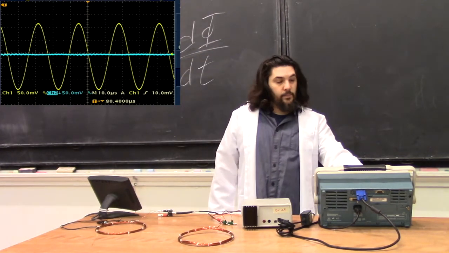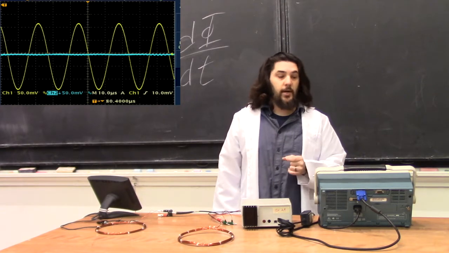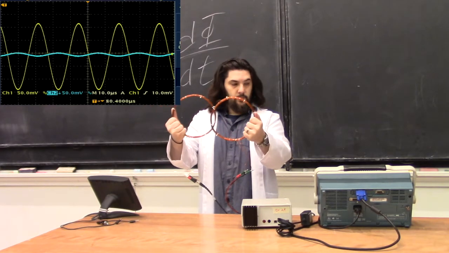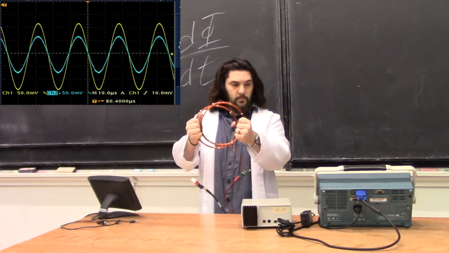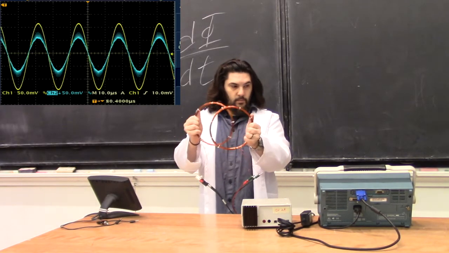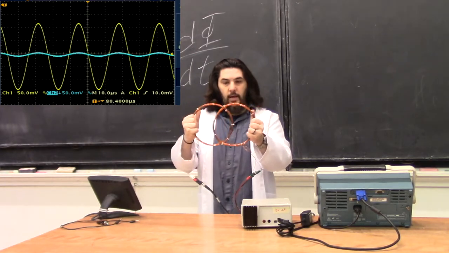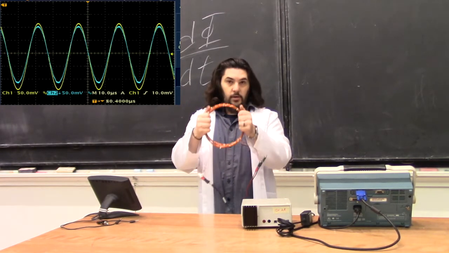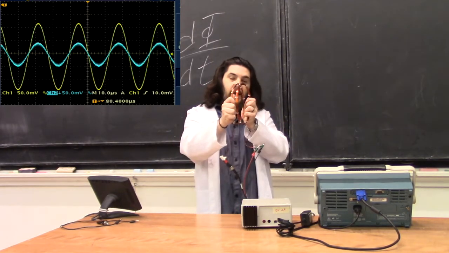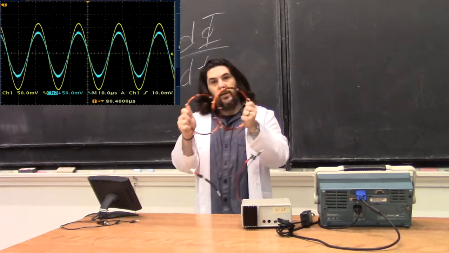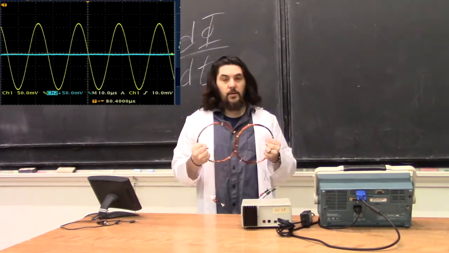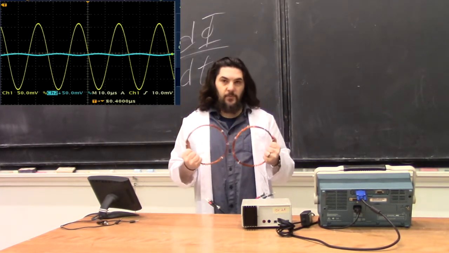On screen, the yellow trace is the voltage across the primary. I'll now have them cross over each other. And you see that as they get closer and closer to having the exact same flux, they get closer and closer to having the exact same voltage, despite not even touching each other. We can wirelessly transmit voltage from one place to another. This concept is the basis for transformers.